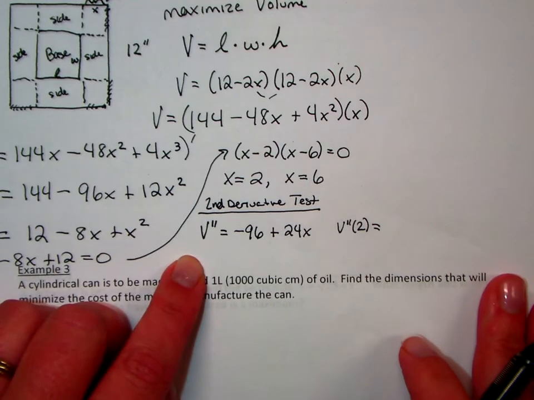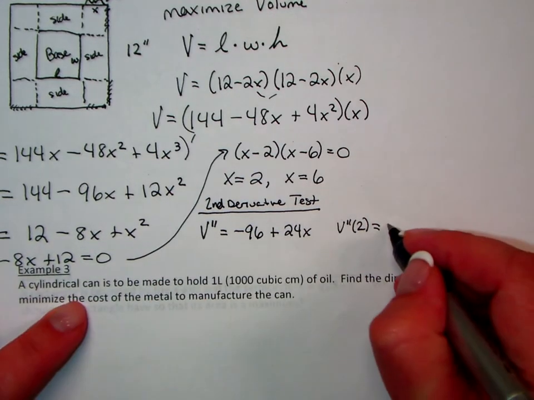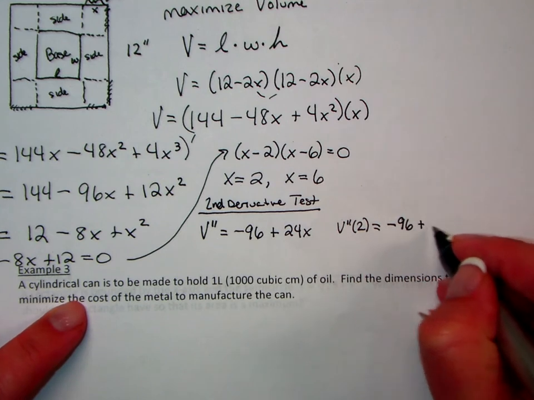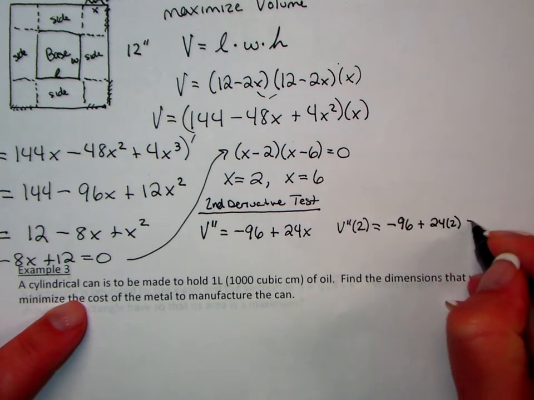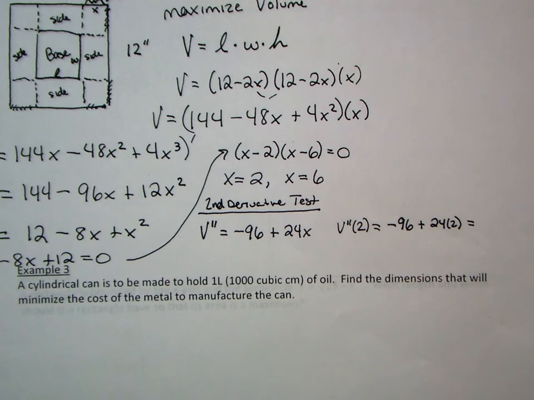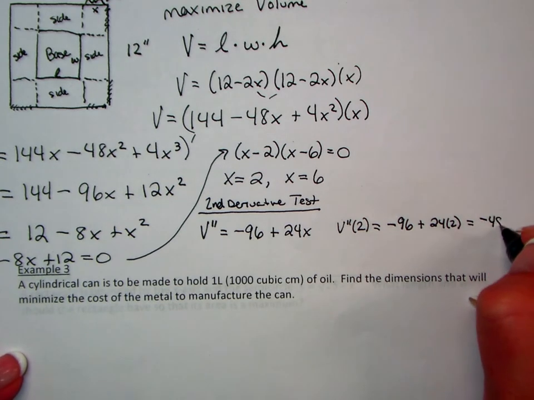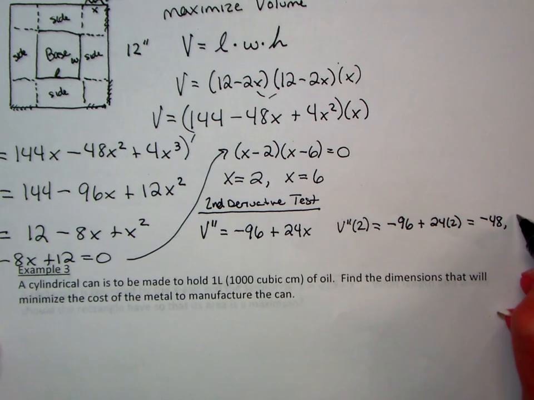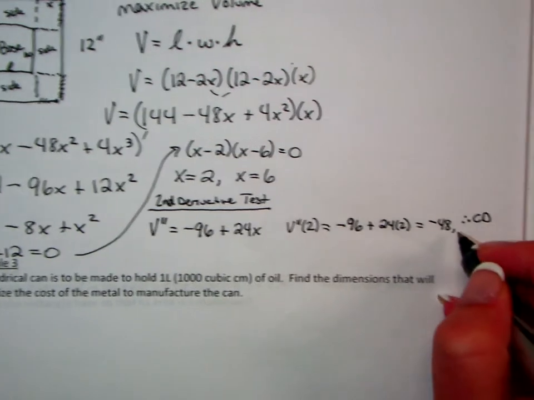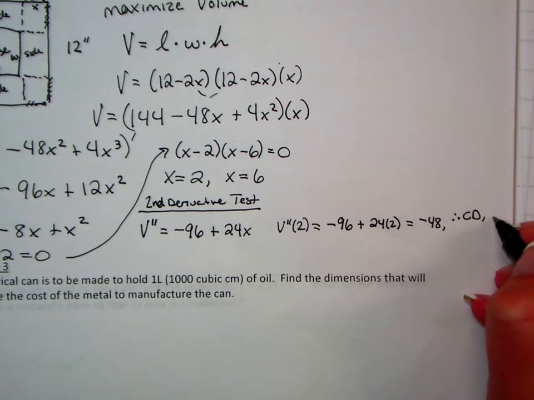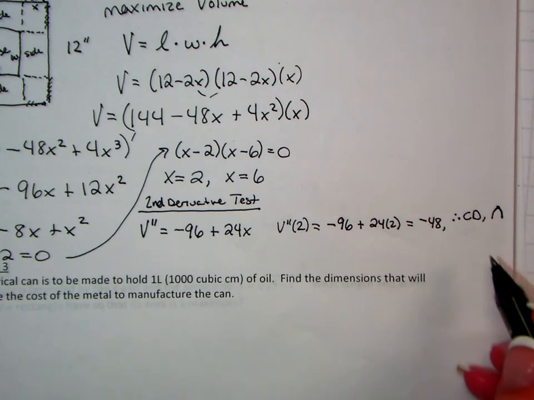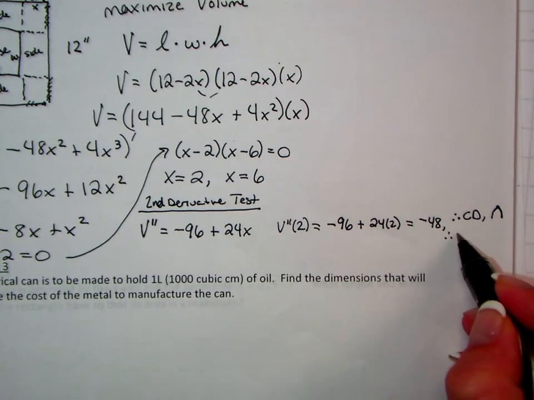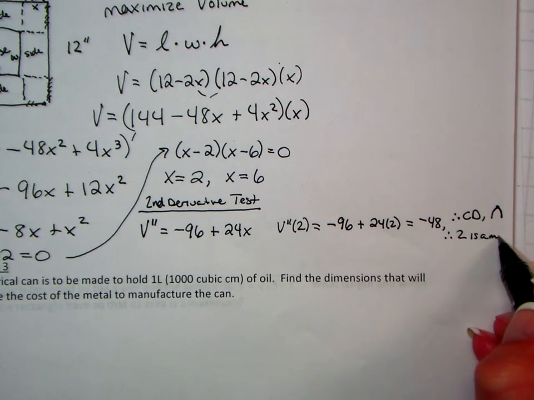If I plug 2 into the second derivative, I get negative 96 plus 24 times 2. Negative 96 plus 48 is negative 48. So that means the second derivative is negative. And if the second derivative is negative, that means the graph is concave down. And if the graph is concave down, that means the value where the derivative is 0 is a max. Okay, so therefore 2 is a max.